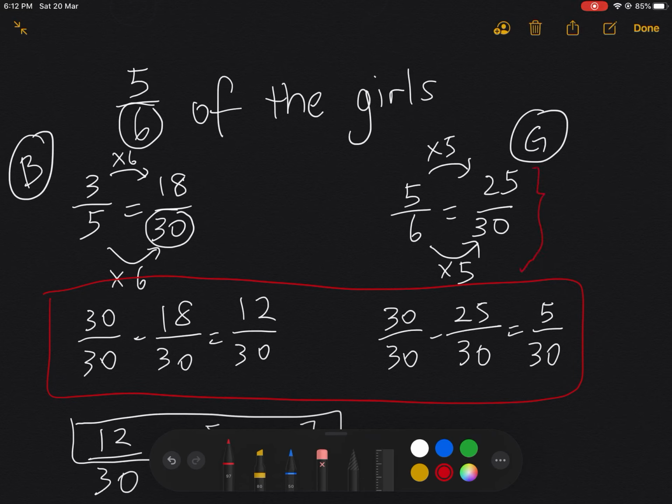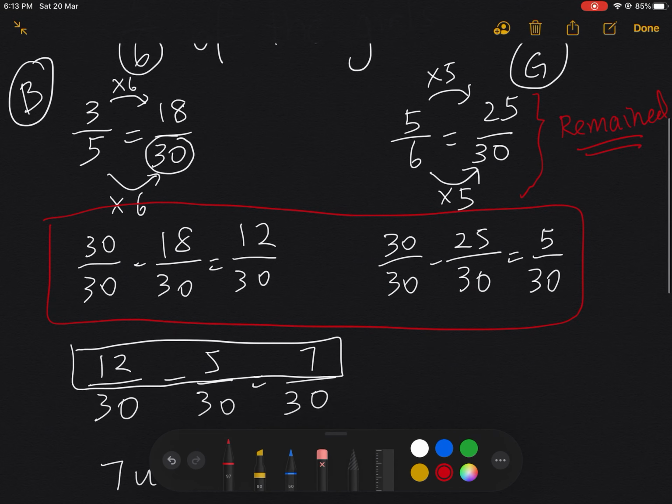So what are these fractions? 18 out of 30 and 25 out of 30. These are those who remain, right? If we had written this down at first, we wouldn't be this confused. Now that we have to trace back and think again, it is a bit confusing, but not too late. With this clearly stated, we can conclude that these 18 units are the boys who remain, and these 25 units are the girls who remain.